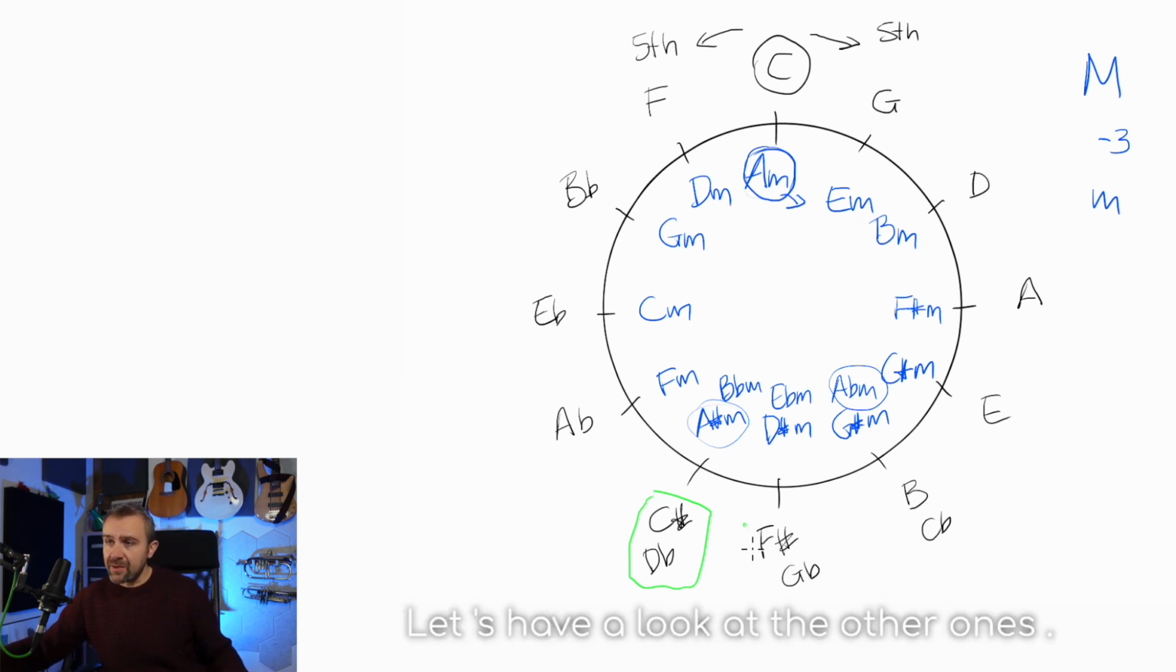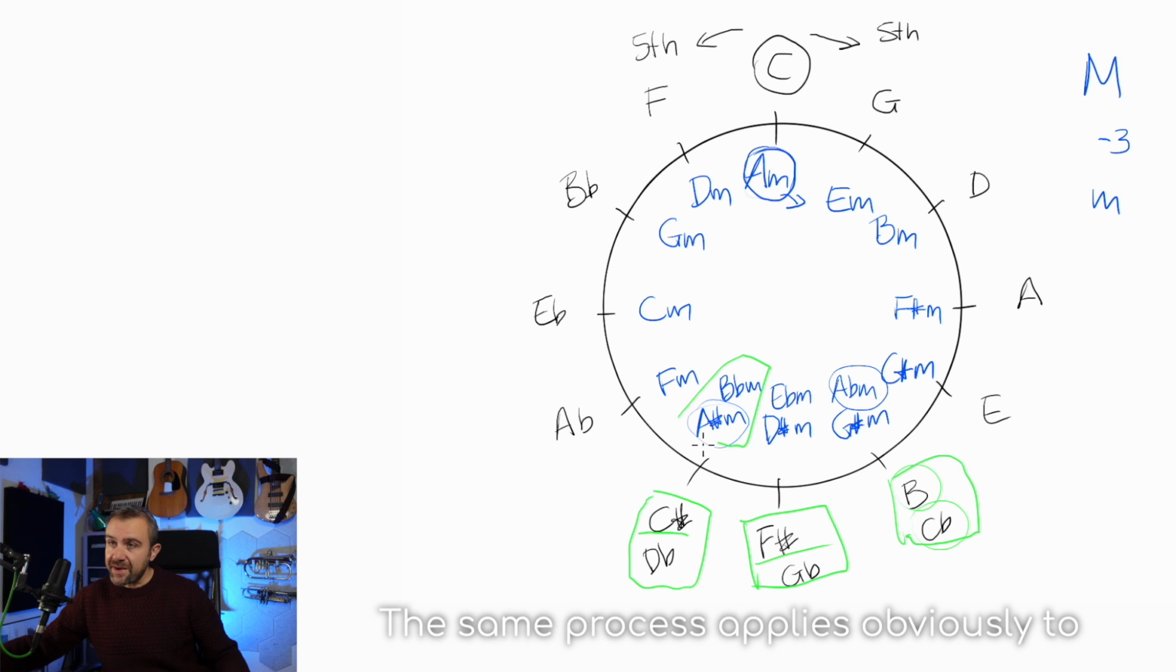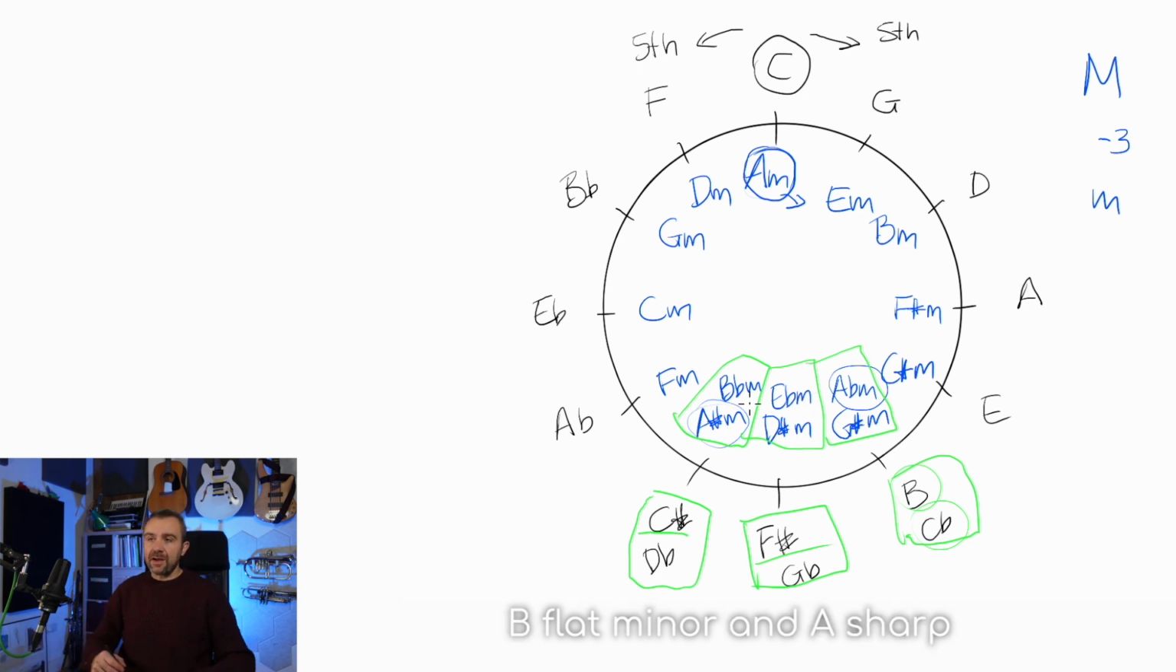Let's have a look at the other ones. They all sit at the bottom of our circle of fifths. And C sharp and D flat. So 7 sharps and 5 flats. And then 6 sharps and 6 flats. And then we have 5 sharps and 7 flats. The same process applies obviously to the minor, where we have the A flat minor, G sharp minor, E flat minor, D sharp minor, B flat minor, and A sharp minor.